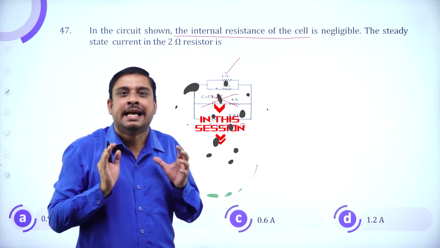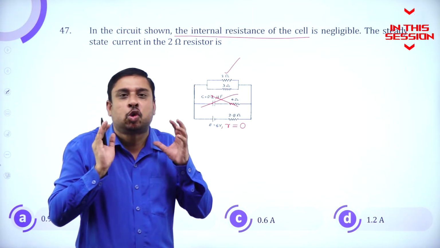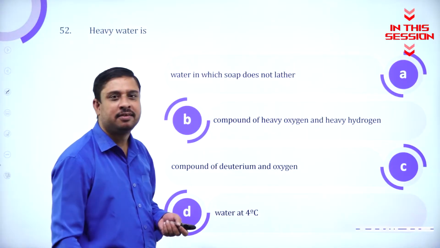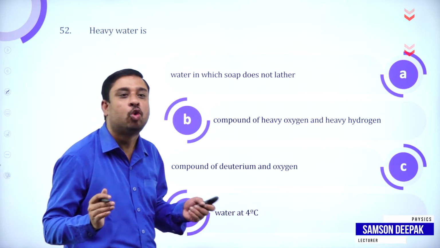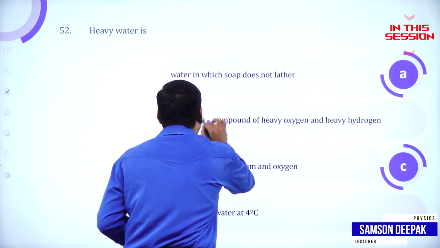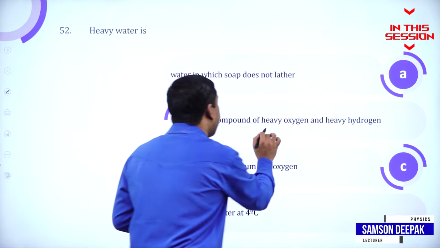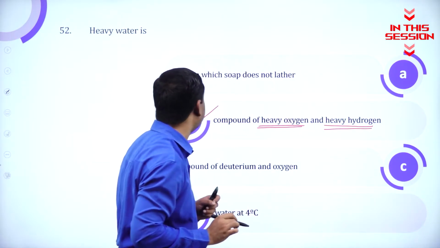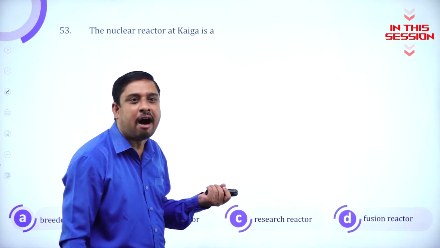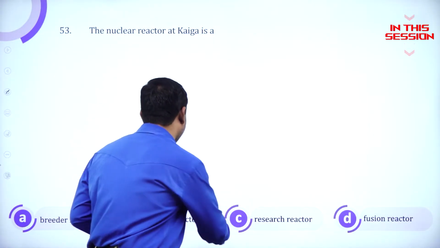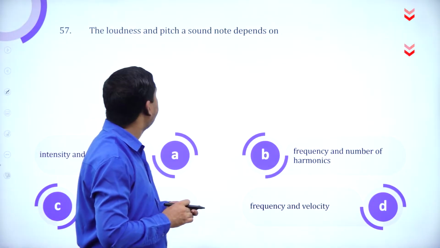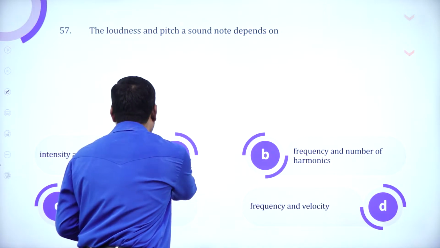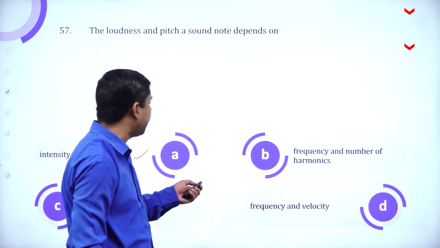DC current cannot flow through the branch of a circuit. Heavy water, which is used in the nuclear reactor, is a compound of heavy oxygen and heavy hydrogen. Nuclear reactor at Kaiga is a power reactor. Loudness and pitch of a sound depends upon both intensity and frequency.